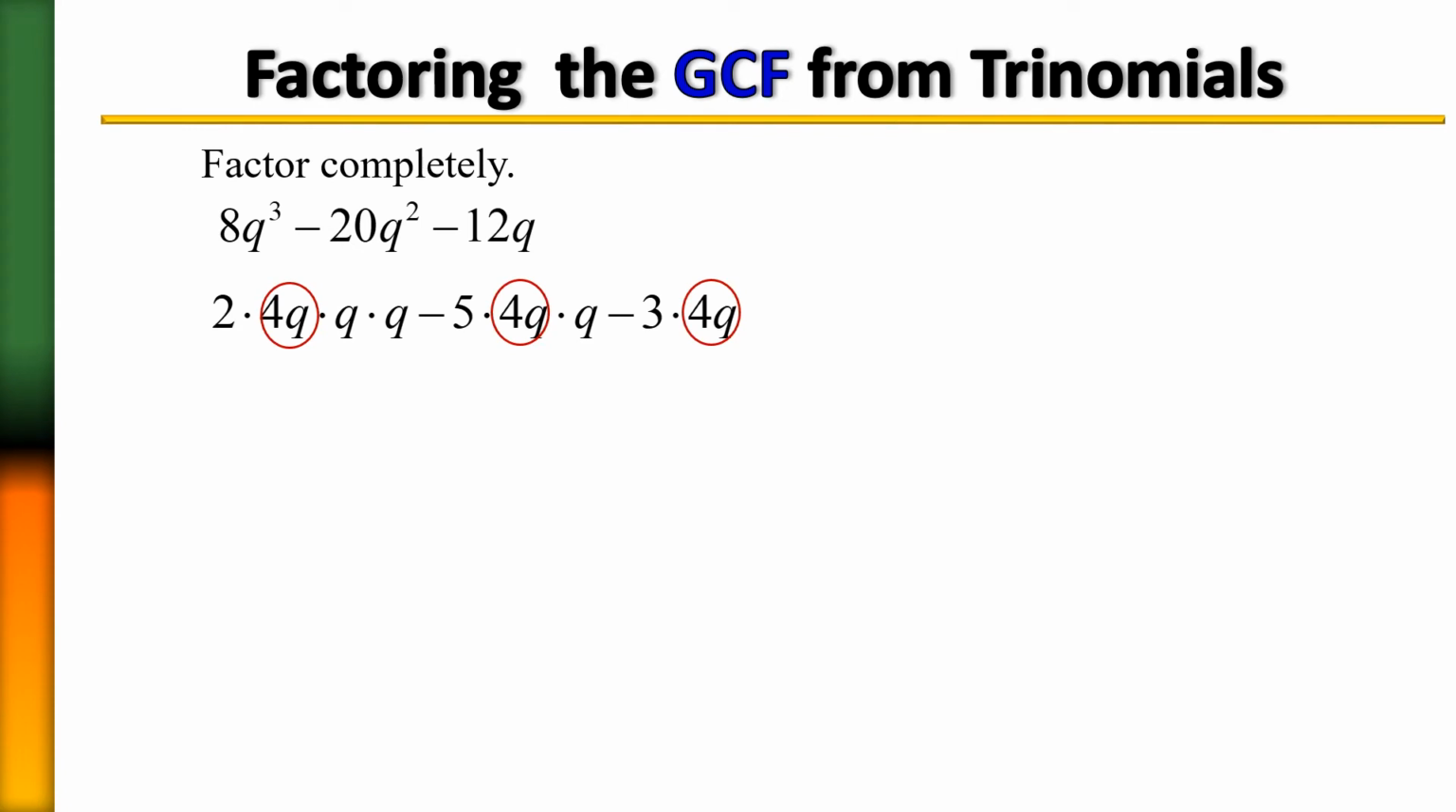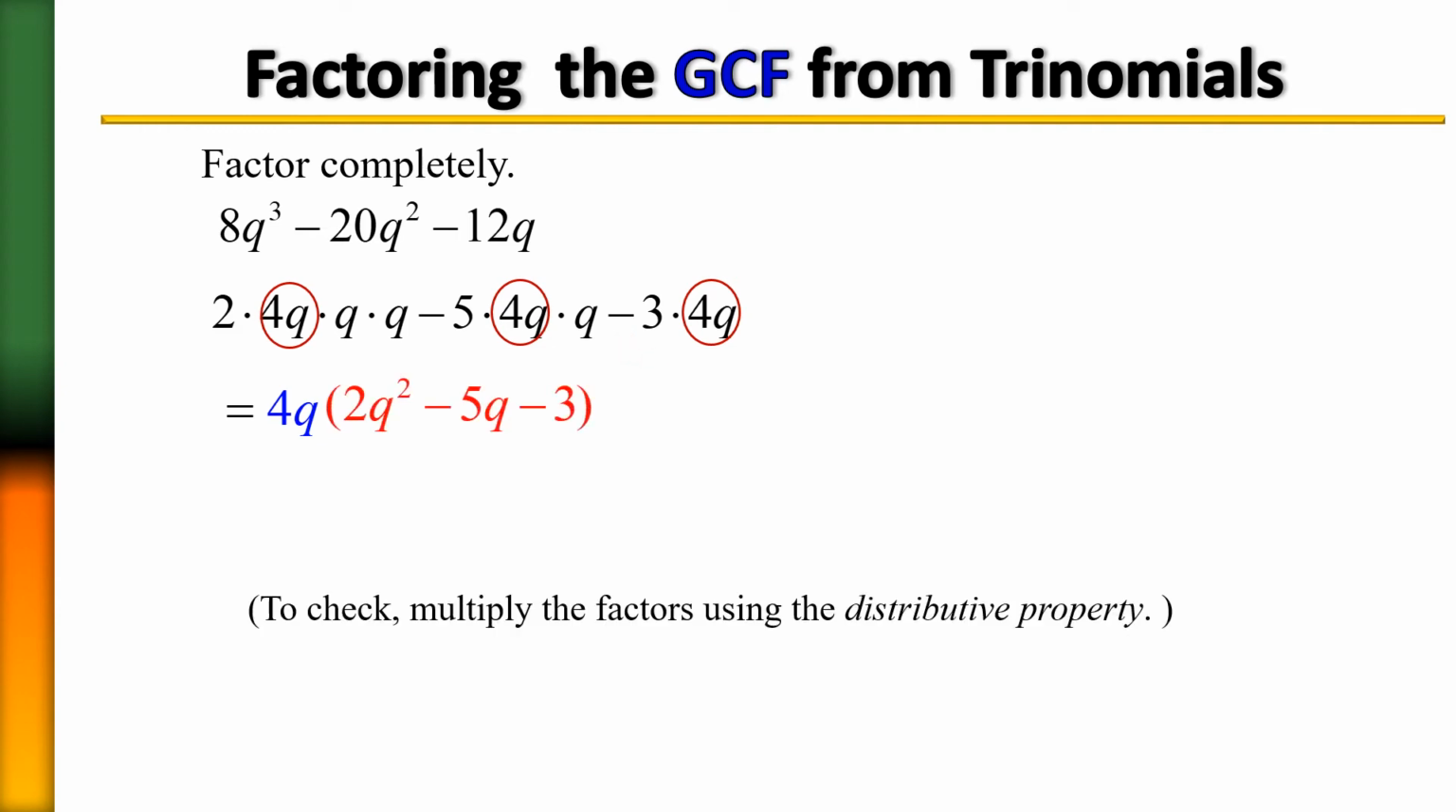So 4q then would be my GCF, which is going to go on the outside, and we can readily see what is left. What is left is what's not circled. So for example, you would have 2q squared, because you have 2 q's. So 2q squared minus 5q minus 3, close parentheses, and there you have it, factoring the GCF from a trinomial.